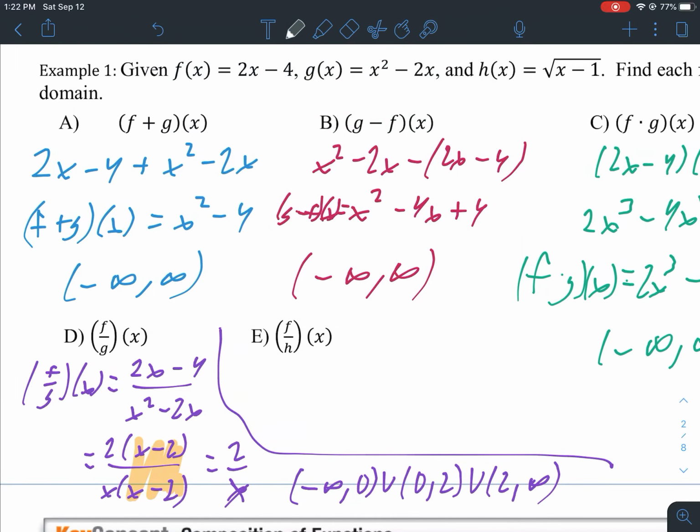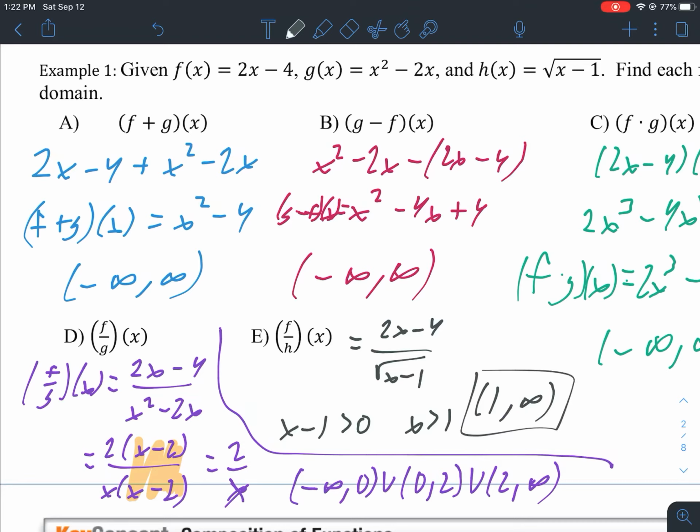Okay, and finally we have f over h. So f over h would be 2x minus 4 over root x minus 1. Nothing to cancel there, so that is f over h. However, for the domain, remember that x minus 1 has to be greater than 0. So x has to be greater than 1. So our domain for this one would be 1 to infinity, parentheses on both.